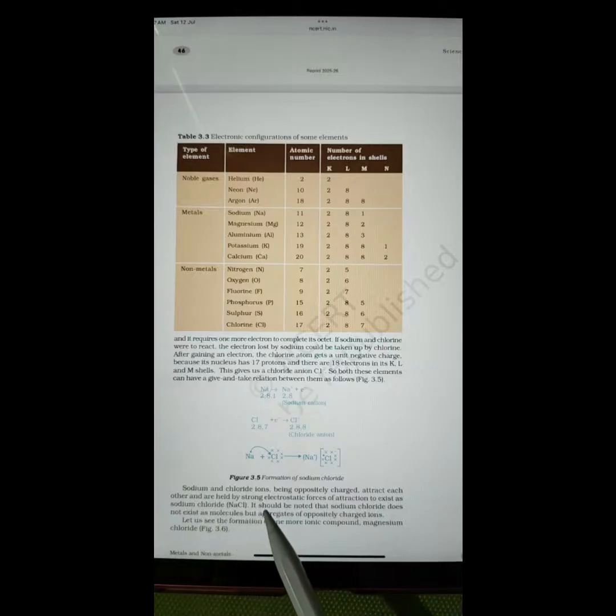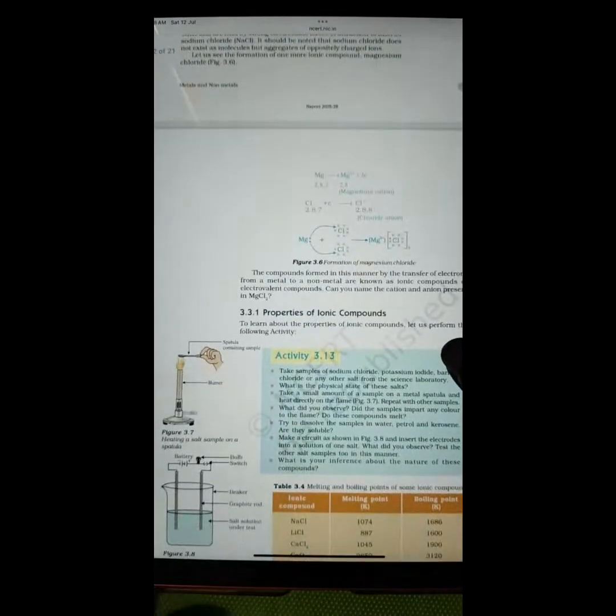Sodium and chloride ions, being oppositely charged, attract each other and are held by strong electrostatic forces of attraction to exist as sodium chloride, or NaCl. It should be noted that sodium chloride does not exist as molecules but as aggregates of oppositely charged ions. Let us see the formation of one more ionic compound, magnesium chloride, in figure 3.6.